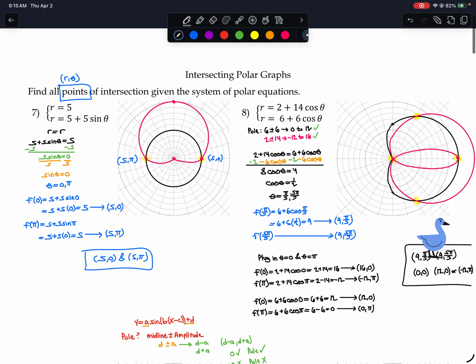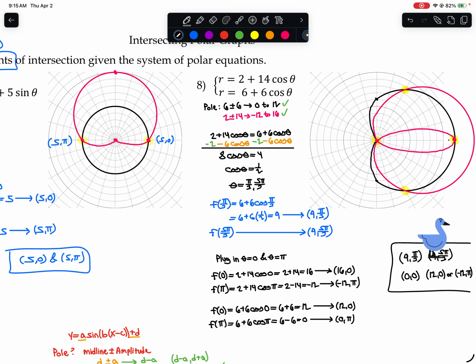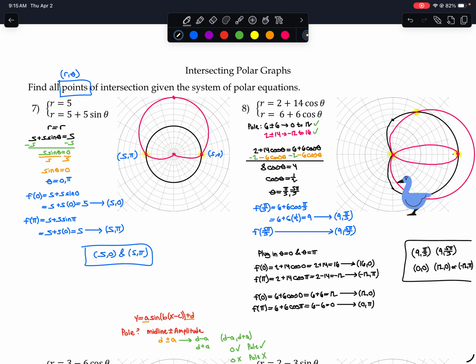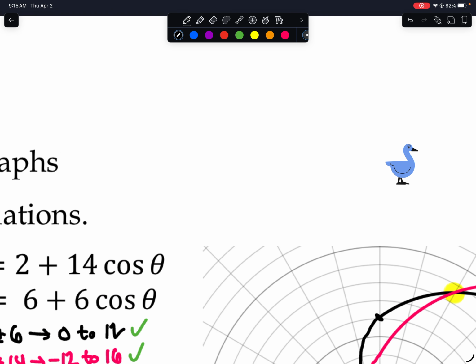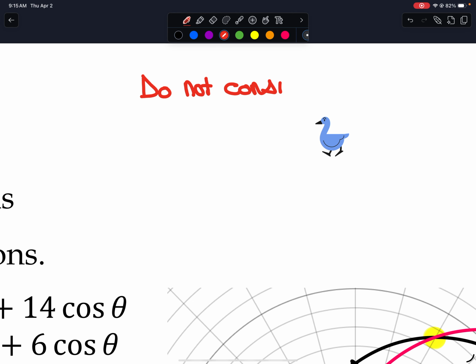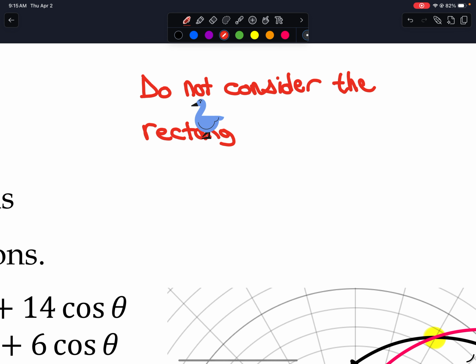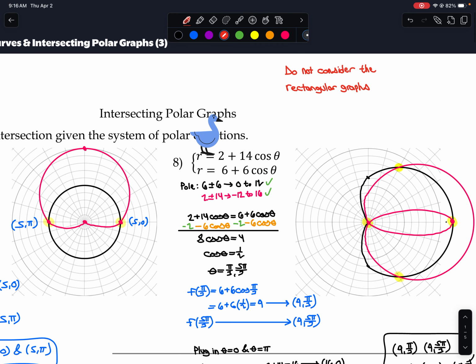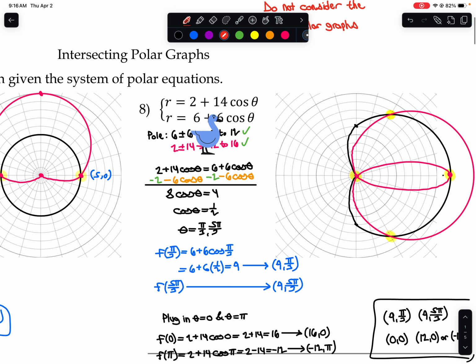Now, one thing I do want to make sure I point out: when you're considering intersecting polar graphs, we do not consider the rectangular graph. Okay, so meaning, I'm actually going to show you with number 8, because that would be a perfect example.